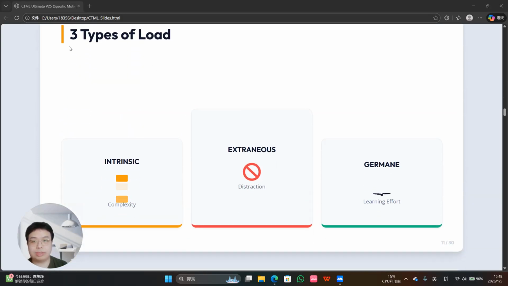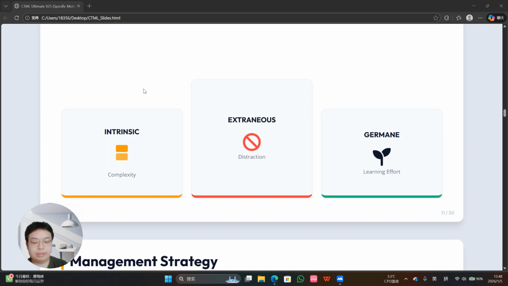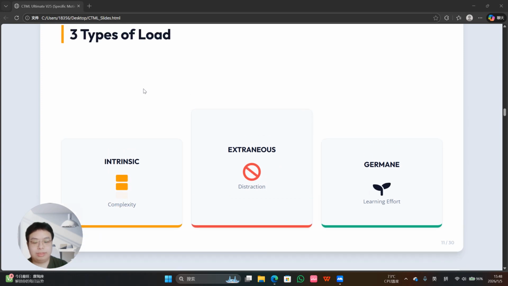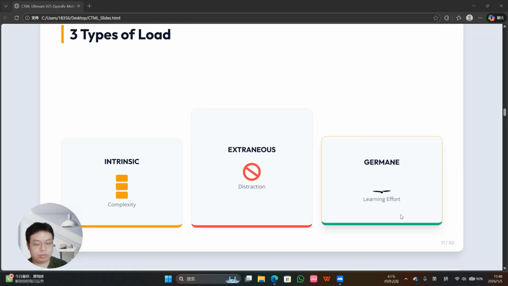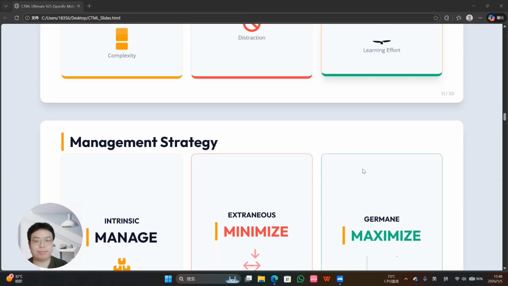And now let's look at the three types of load. Load is divided into three types. Intrinsic load, determined by the difficulty of the knowledge itself, like these complex block structures. The second one is extraneous load, caused by bad design, such as background noise. This is the distraction we want to eliminate. And the germane load, the effective effort students use for understanding, represented by these growing ceilings.